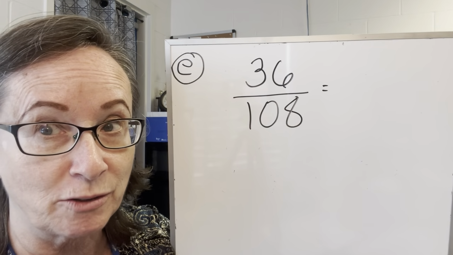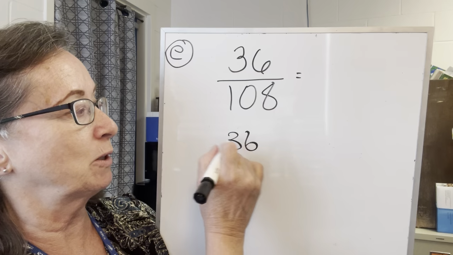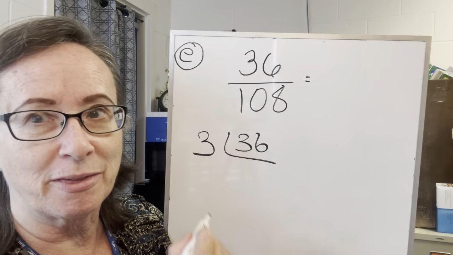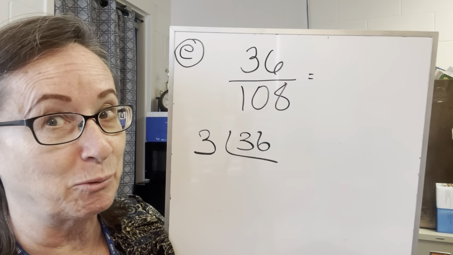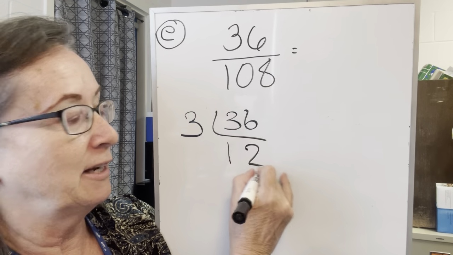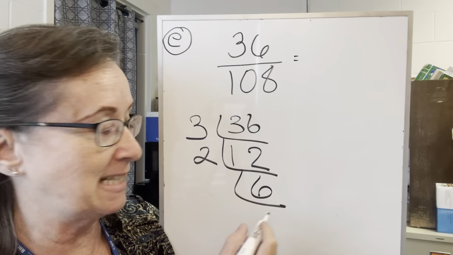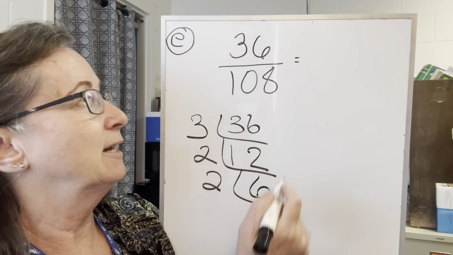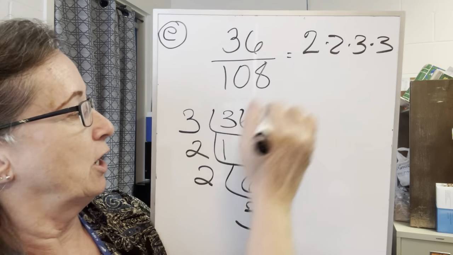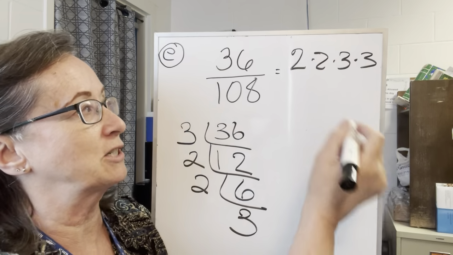Okay, so the next fraction we're going to simplify is 36 over 108. So 36, we're going to prime factor, and I could start with a 2 or a 3. I'm going to start with 3 this time. I want you to see that I'm going to get the same prime factors either way. So 3 goes into 36 12 times. But 12 is divisible by 2, leaving me with 6, and 6 is divisible by 2, leaving me with 3. So 36 is 2 times 2 times 3 times 3. Notice how I always write my prime factorization, smallest factors to largest factors.